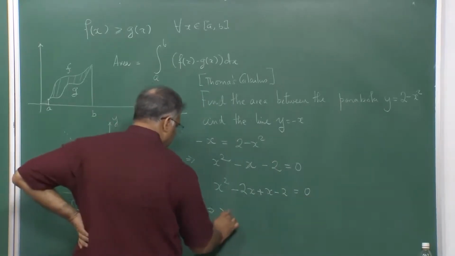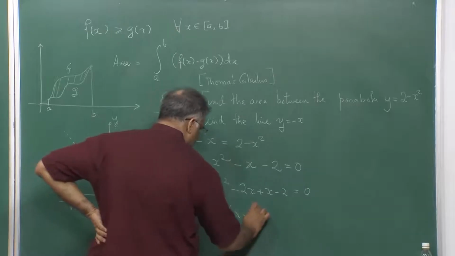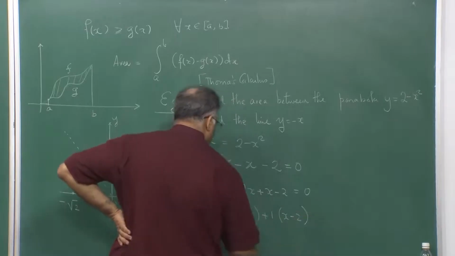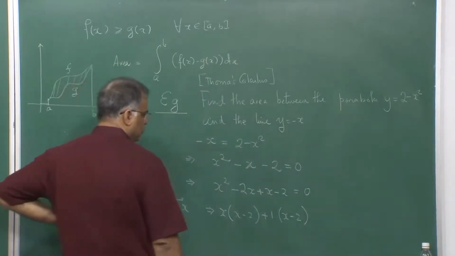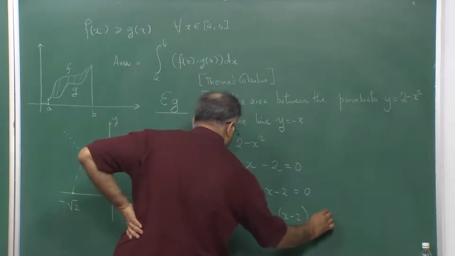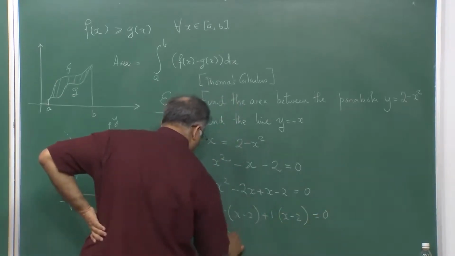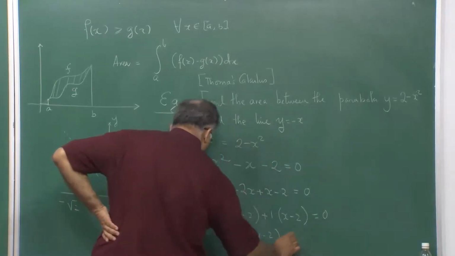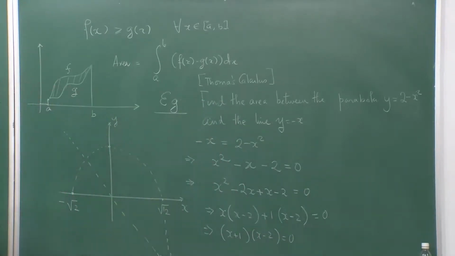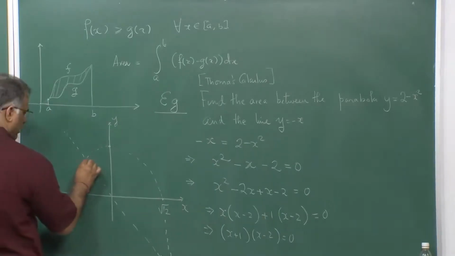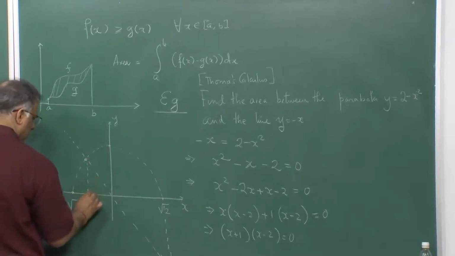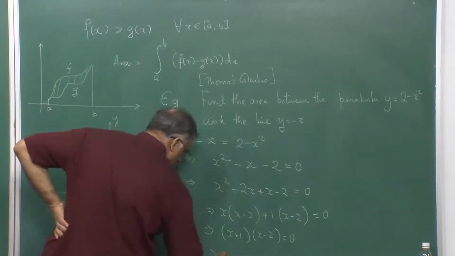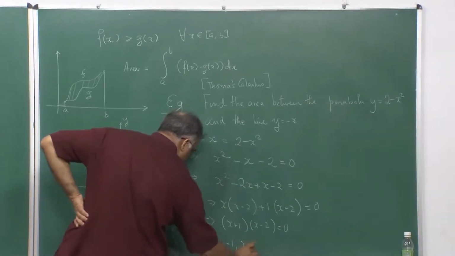what does it give me? x into x minus 2 plus 1 into x minus 2 equal to 0. So, it gives me x plus 1 into x minus 2 is equal to 0. So, the points where the parabola intersects this line is when x is equal to minus 1. So, here I have two solutions, x equal to minus 1 and x is equal to 2.